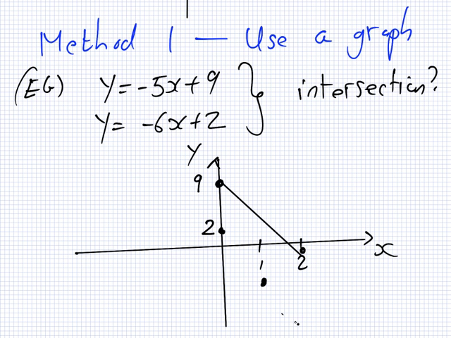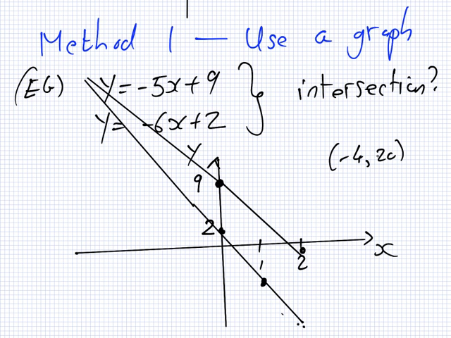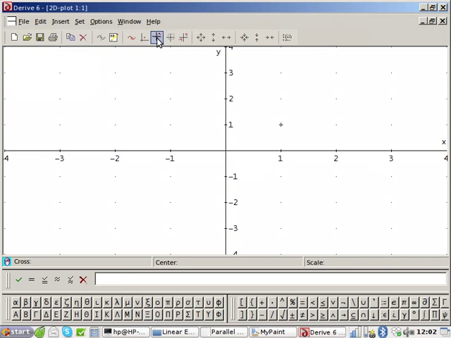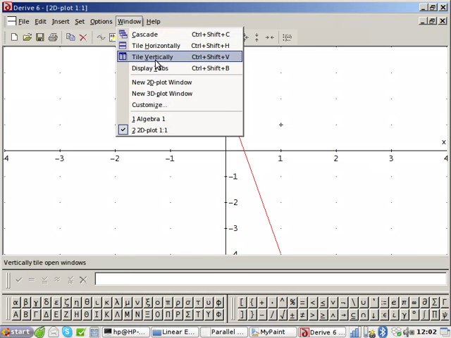This is going to be a huge problem because it looks like the lines are parallel. Now they're not actually parallel. What's happening is they're probably going to meet up here. Let's have a wild guess: minus 420. We'll see. To make this a little neater, I'll use a program to draw it just to show you. So y equals minus 5x plus 9, y equals minus 6x plus 2. Let's graph the first one.